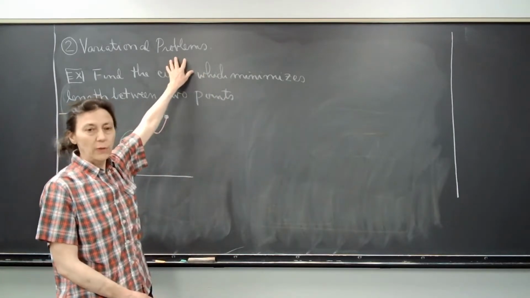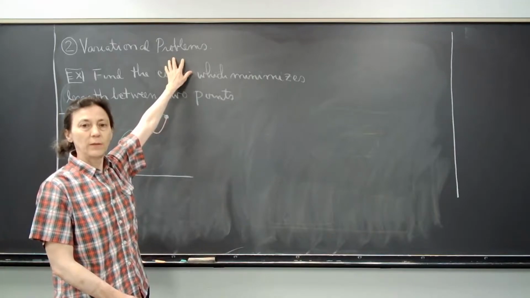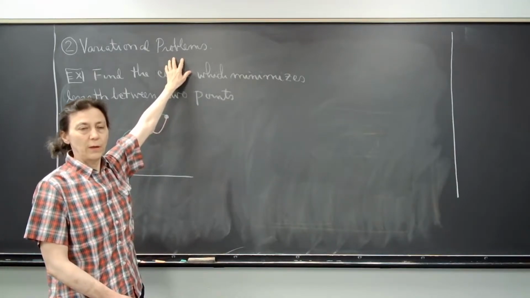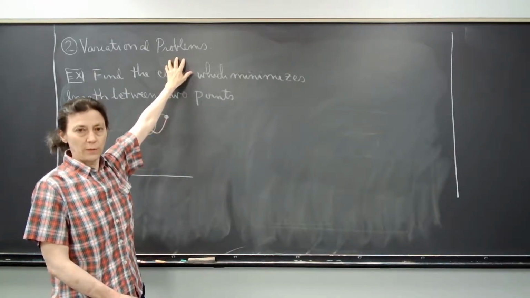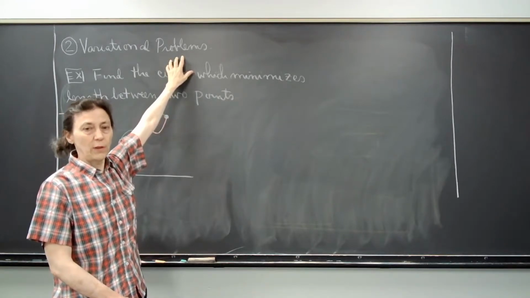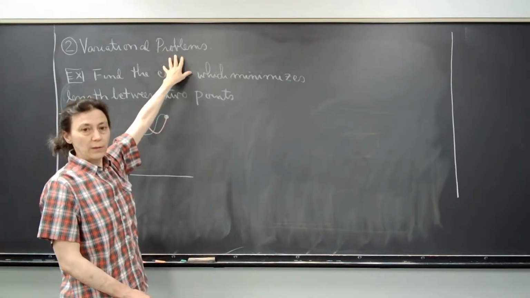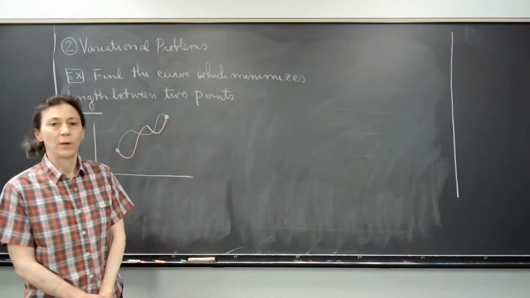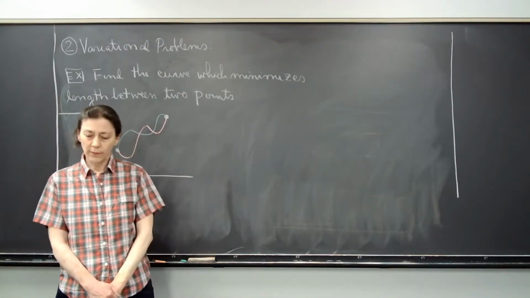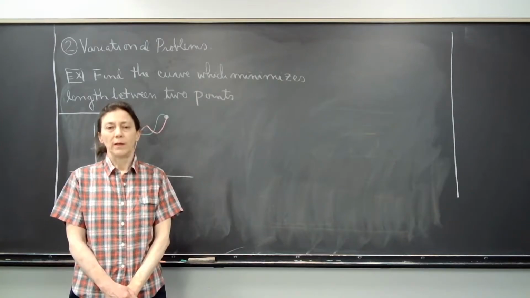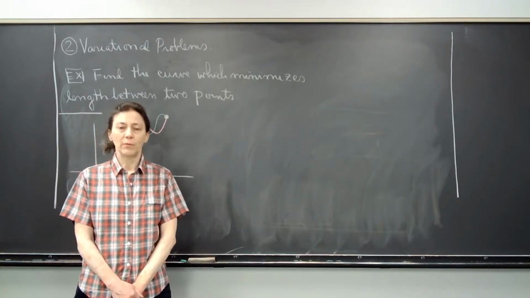I want to talk right now about a really important class of examples. One of those examples that we studied already, the minimal surface equation, falls into this category. It is a variational problem. A lot of physical and geometric problems fall into this category.